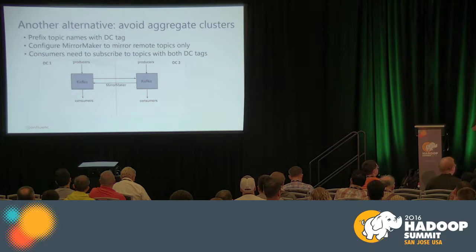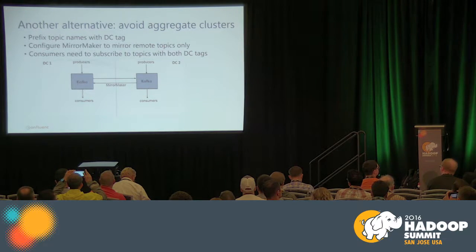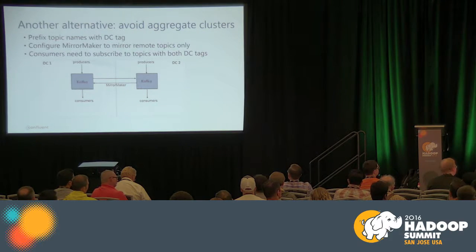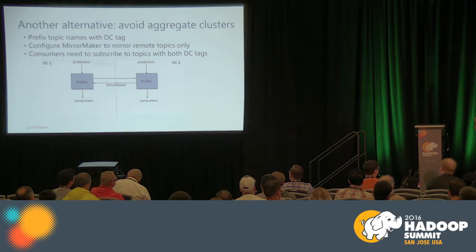I think setting up an aggregate cluster is definitely a little bit annoying. A lot of the reason we set it up is just to avoid cycles. So this is another way you can avoid cycles: if you tag the topics differently in both clusters, you can also avoid cycles. It just means when you mirror the data, you will only mirror the topics that are on the remote cluster.